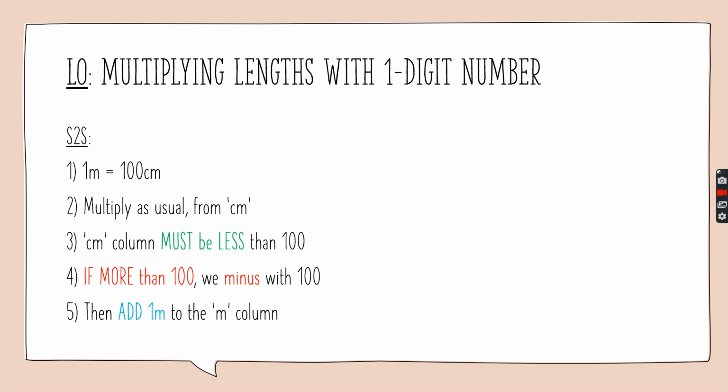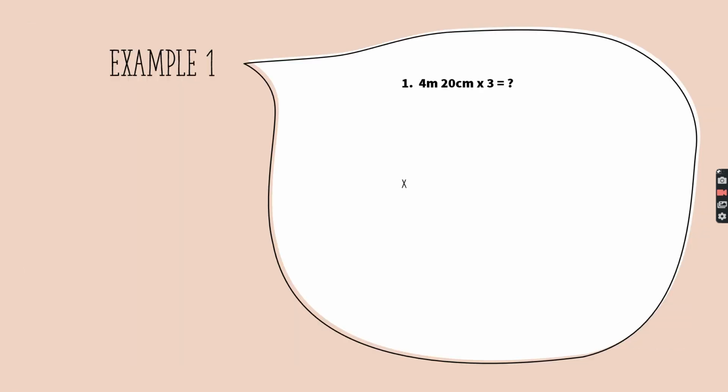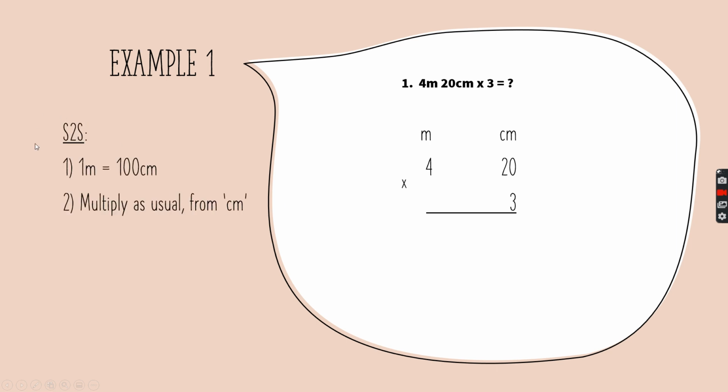So let's get started. Example 1. 4 meter, 20 centimeter times 3. So we write that in a column method. We have our meters right here and we have our centimeters right here. So 4 meter, 20 centimeter, we're multiplying it by 3. So we're gonna look at our S2S over here.